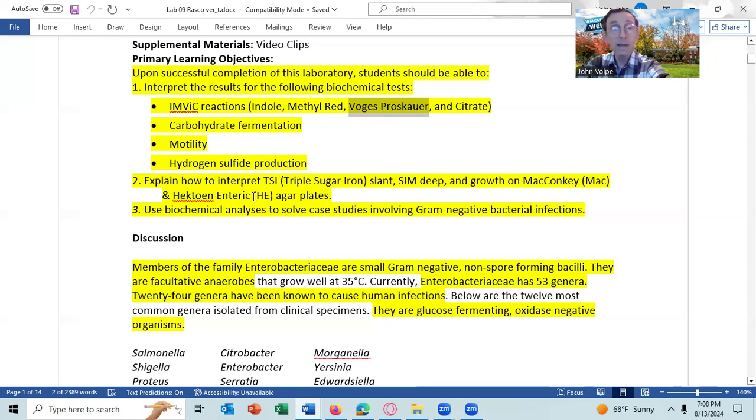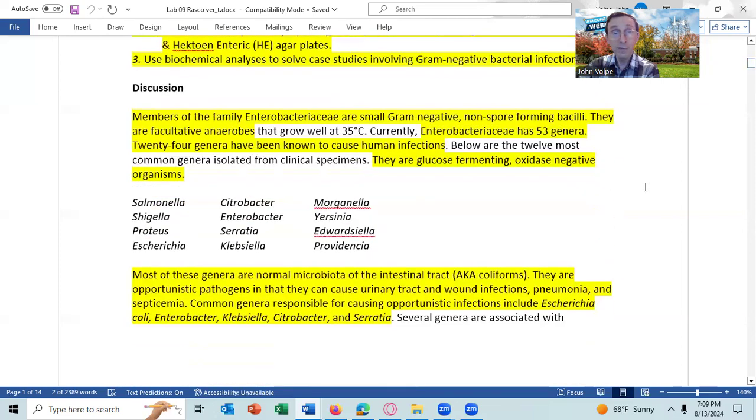And then 2, explain how to interpret the triple sugar iron test, the SIM deep test, and then the test of growing your cells on MacConkey's or MAC plates, and then Hektoen enteric agar or HE agar plates. Any question about any of those tests? And then 3, use biochemical analysis to solve case studies involving gram-negative bacterial infections. So this is looking at gram-negative species.